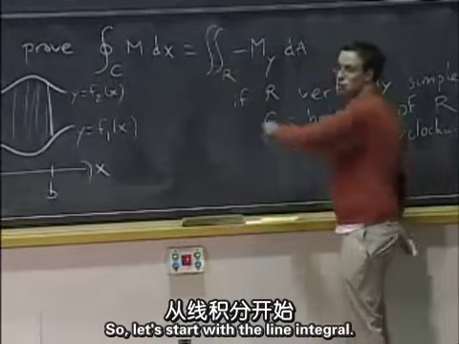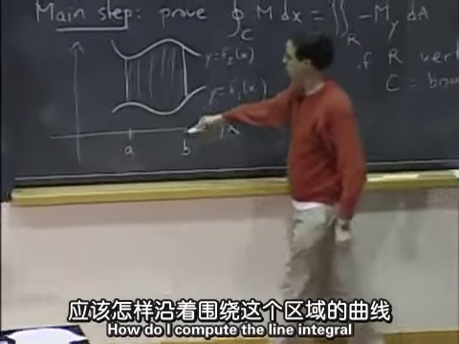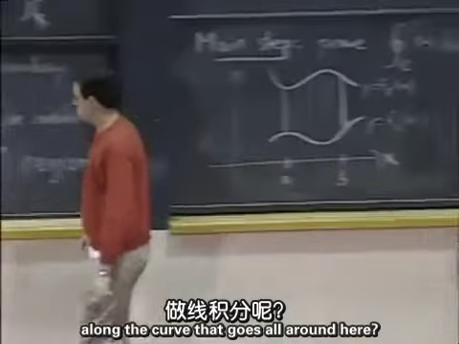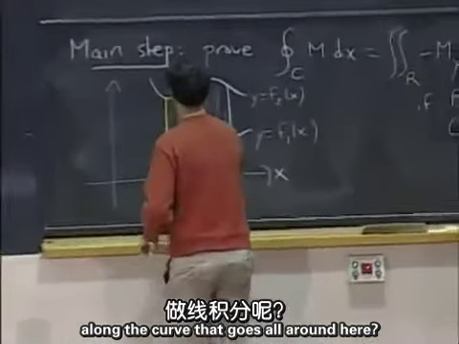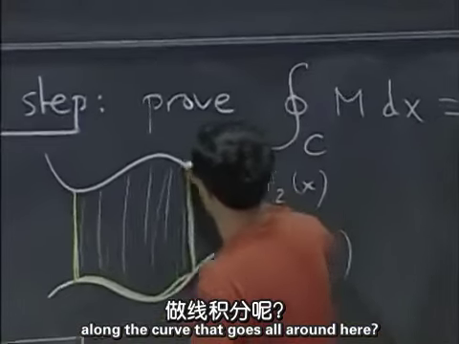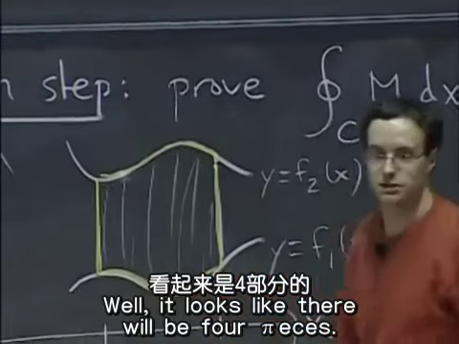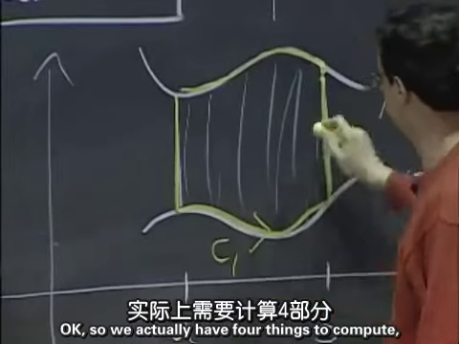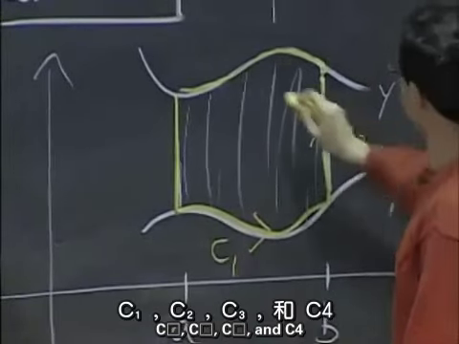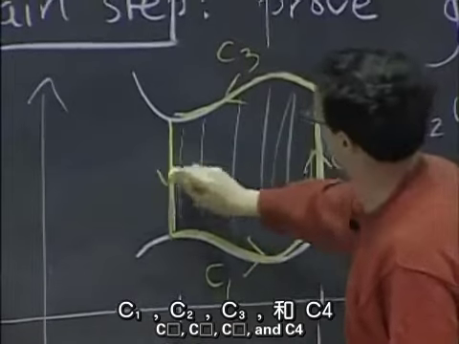So let's start with the line integral. How do I compute the line integral along this curve that goes all around here? Well, it looks like there will be 4 pieces. Okay, so we actually have 4 things to compute: C1, C2, C3, and C4.